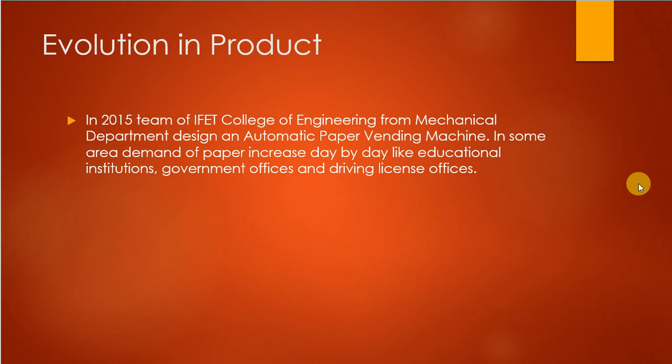The basic idea of this kind of vending machine is that it can be placed at educational institutes, government offices, and driving license offices, where sometimes you need paper to write something. At that time you use some coins and get that number of papers easily and very handily, and you don't have to go to a stationery shop nearby and waste your time. This is a really evolutionary step in vending machine design.